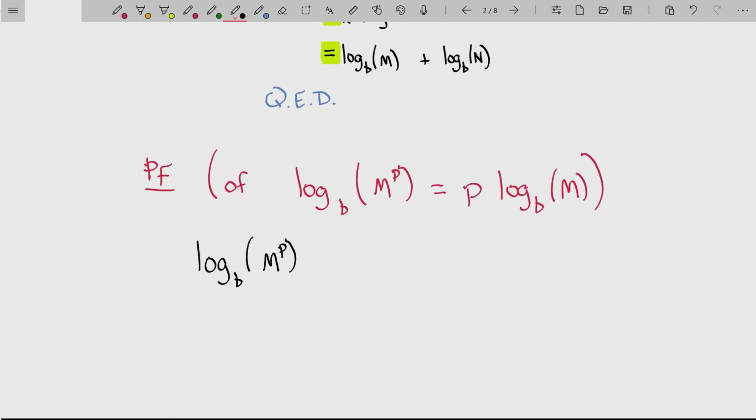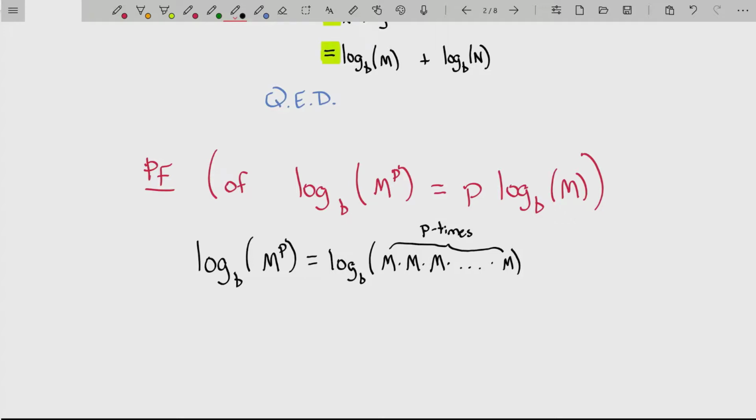Now consider log base b of m to the p power. This is going to require us to recall what a power is. A power is just repeated multiplication by the base. That is, log base b of m to the p is the same thing as log base b of m times m times m, and you just continue that multiplication on and on until you get to m, and you do that p times. That's all a power is. It's just a symbol that tells you you're repeating that multiplication.